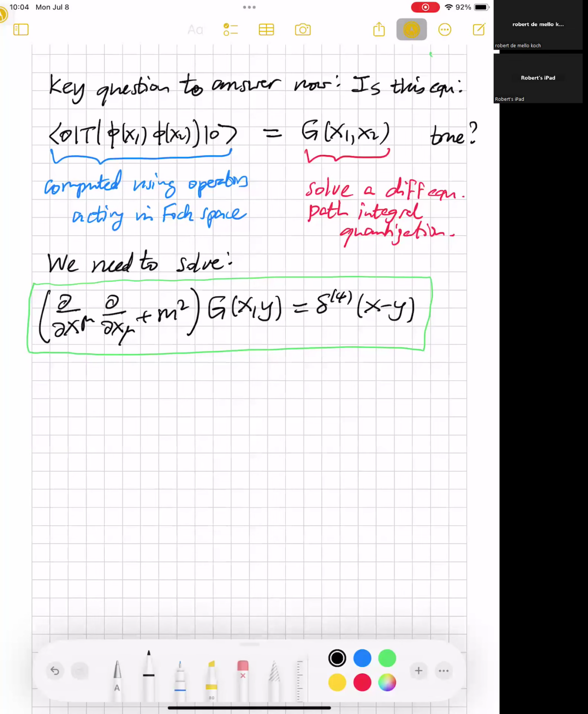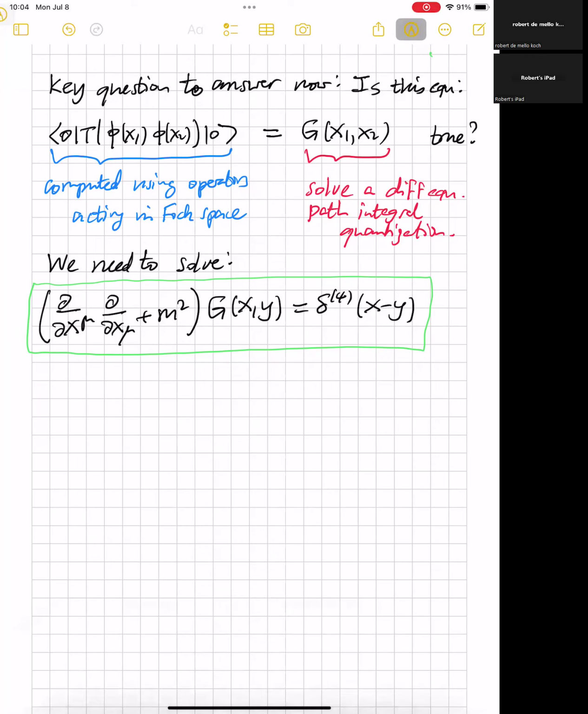Okay, so we're now wanting to really solve this differential equation and determine what our Green's function is. To solve this Green's function equation, there are a few things that I want you to note. The first thing is that this differential equation that we have to solve is linear. It's a linear differential equation.